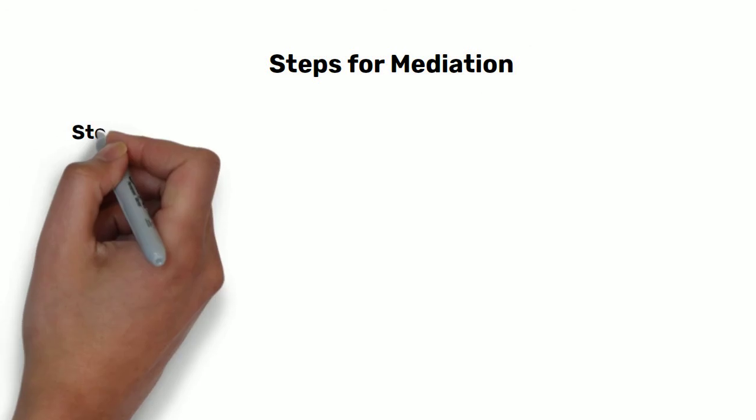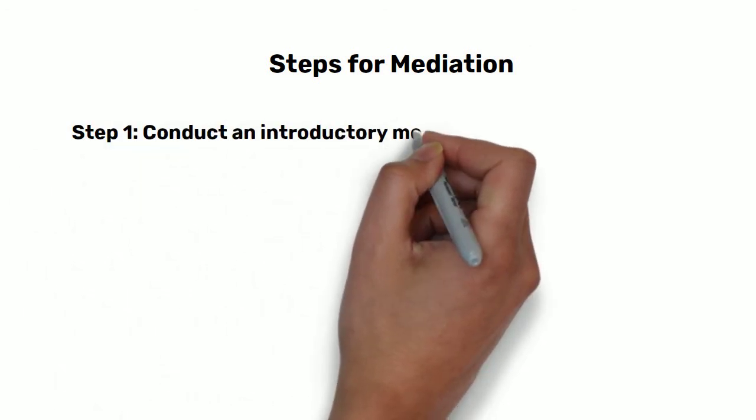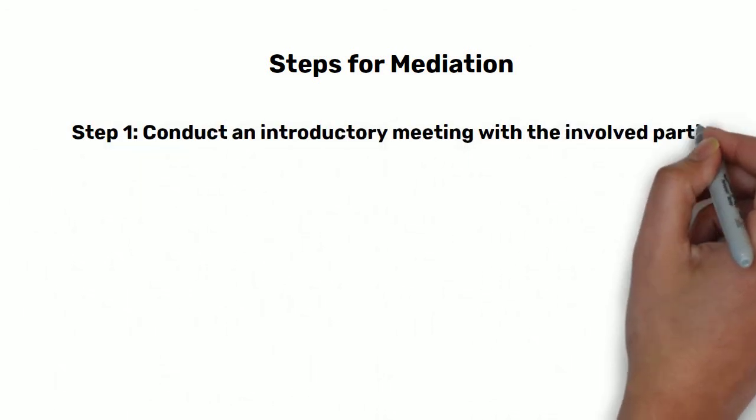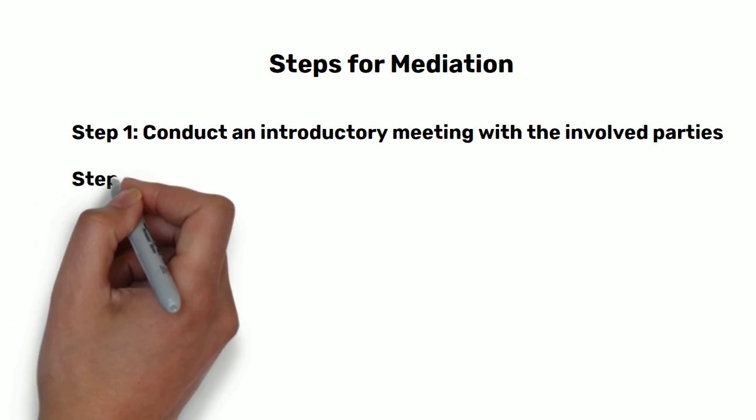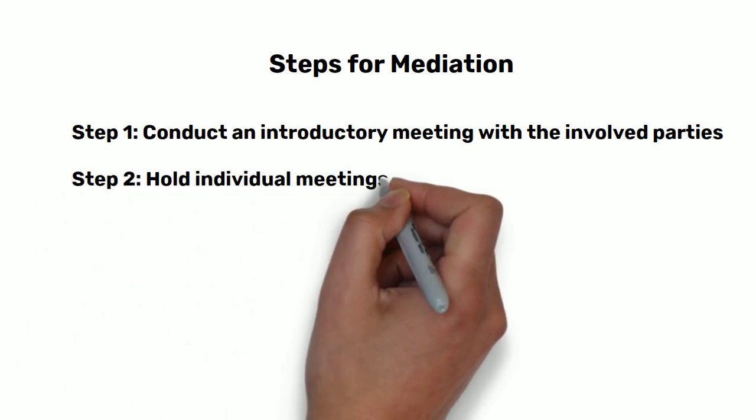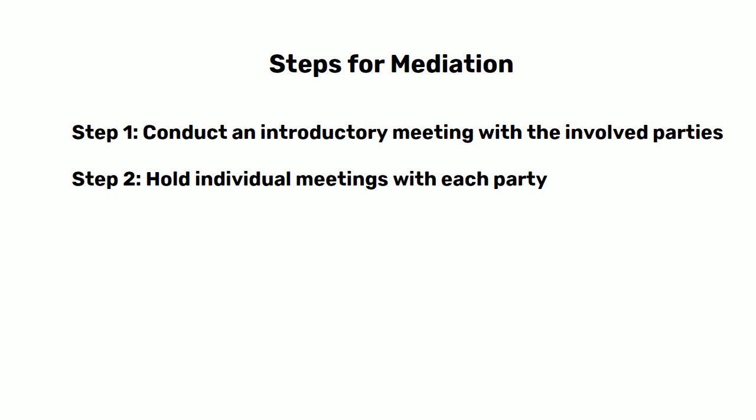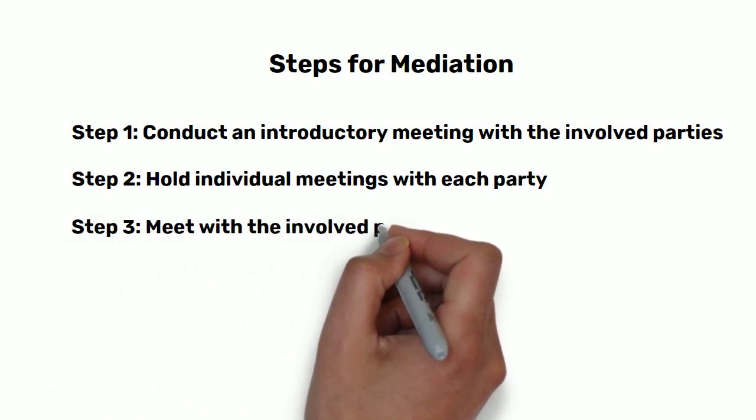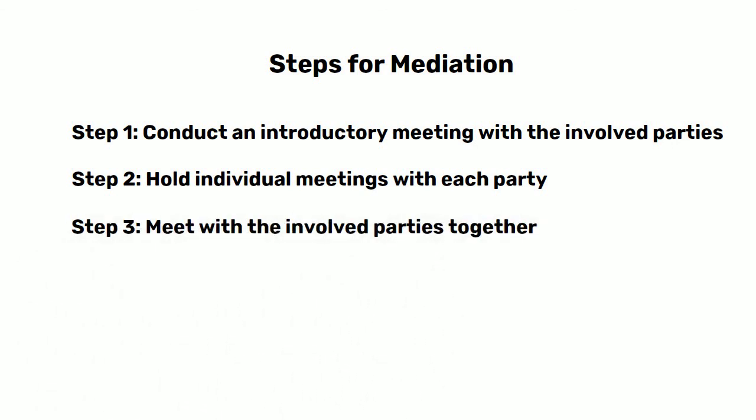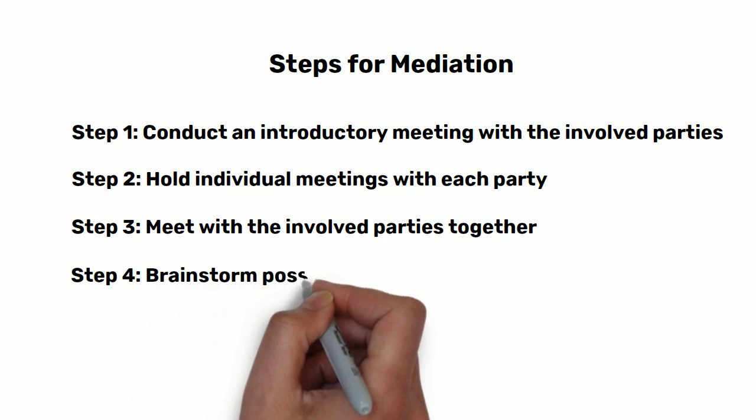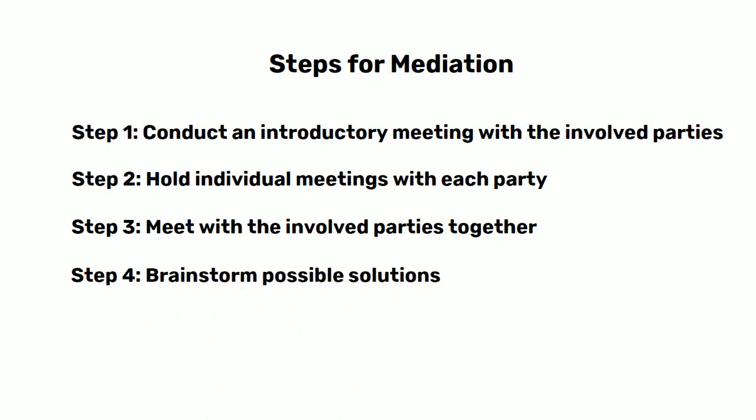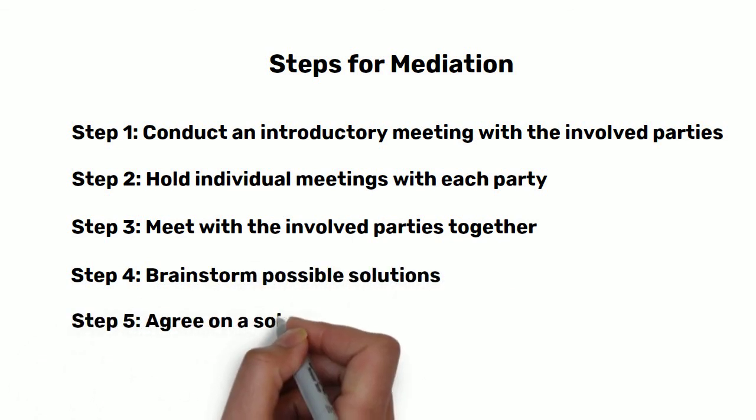To review, the steps for mediation are: Step 1. Conduct an introductory meeting with the involved parties. Step 2. Hold individual meetings with each party. Step 3. Meet with the involved parties together. Step 4. Brainstorm possible solutions. Step 5. Agree on a solution.